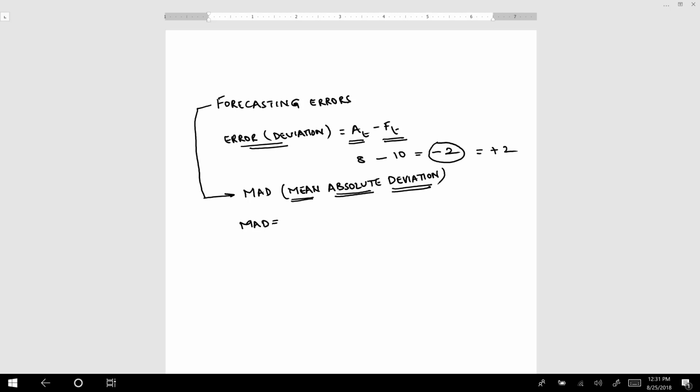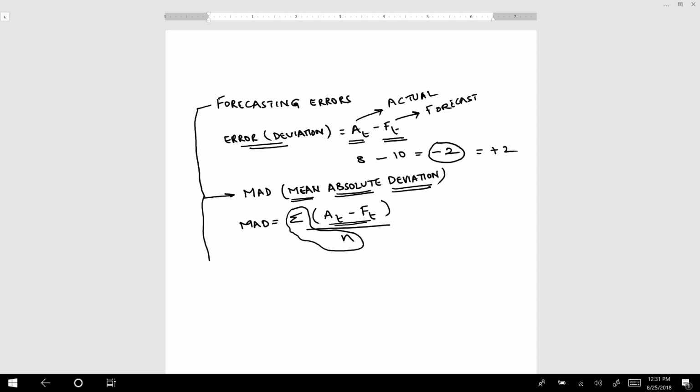So the formula is summation of |A(t) minus F(t)| divided by n. Here I will write this is actual and this is forecast for a time period t. So for each time period you are calculating the error, and then you are taking the average, which is the sum of all the numbers divided by n. So that is the MAD.